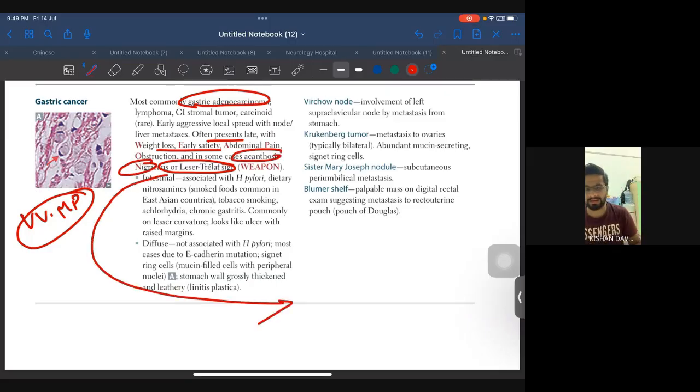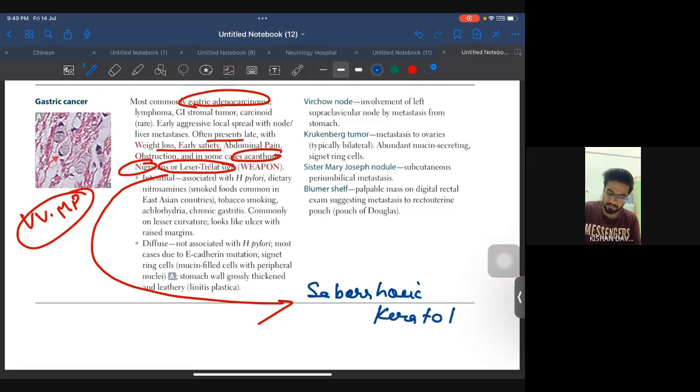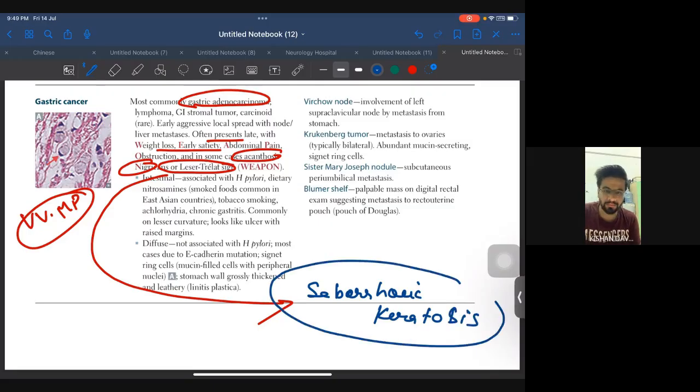Can anyone tell me Leser-Trélat sign में कौन सा dermatological condition is there? Yeah, Pooja, Srishti, anyone? Anyone? Seborrheic keratosis, yeah. Multiple, sudden onset of multiple on the back. Yes, the picture. Seborrheic keratosis. Okay, so we will do this in the musculoskeletal system, no worries. So if Leser-Trélat sign is there, they might ask you what dermatological condition is actually present here. Your answer should be seborrheic keratosis. Okay, you should remember this.